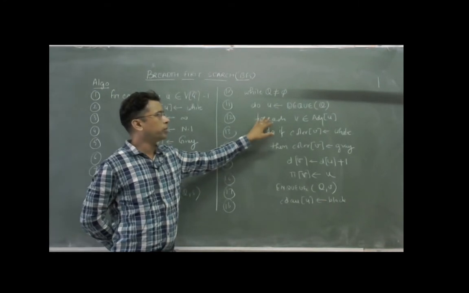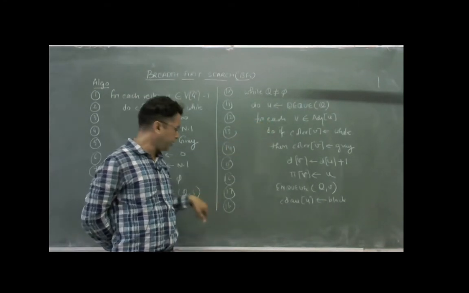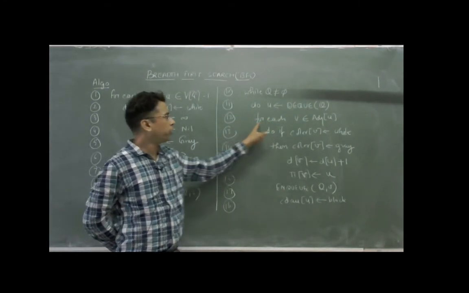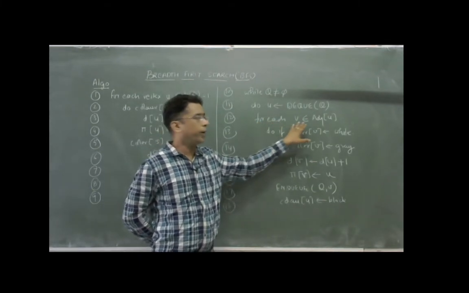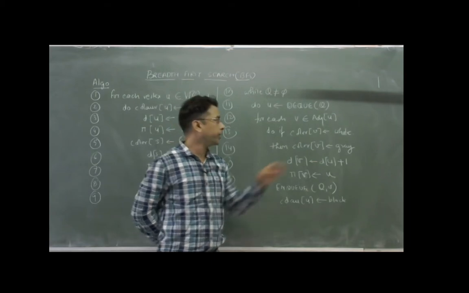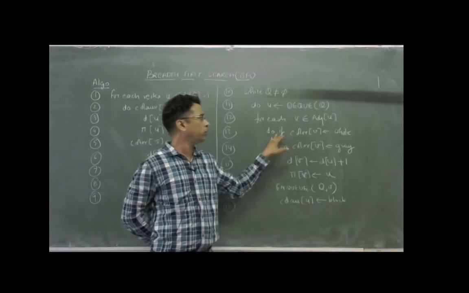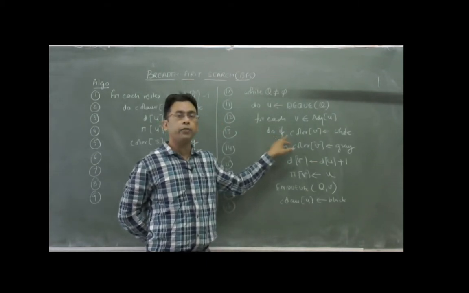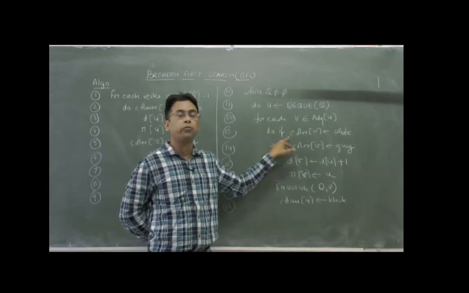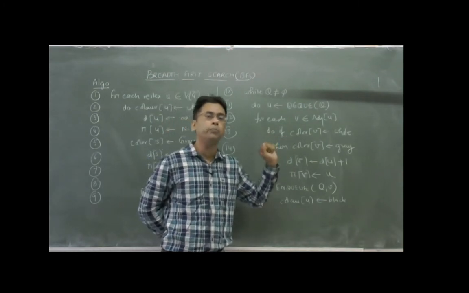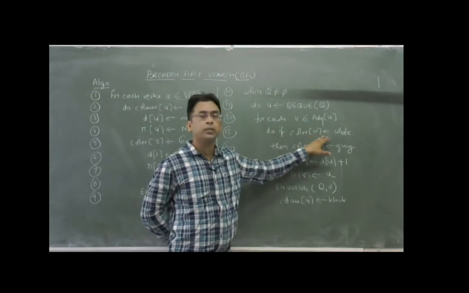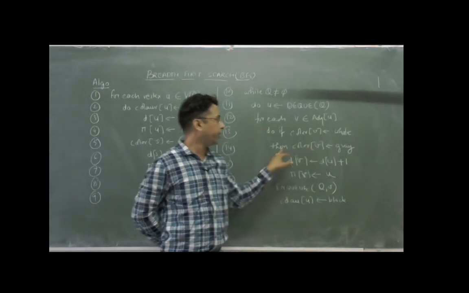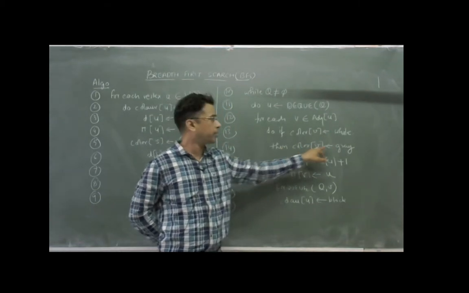And after Q, after you find out, start with node add, what you do for each vertex that belongs to the graph, you find out the node adjacent to it. If you discover a node that is of white color and has not been previously discovered, then what you do, you color it gray.